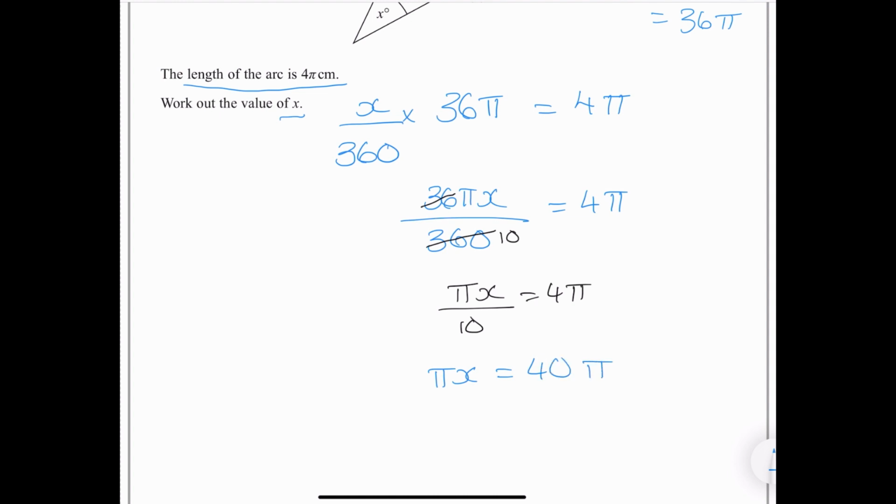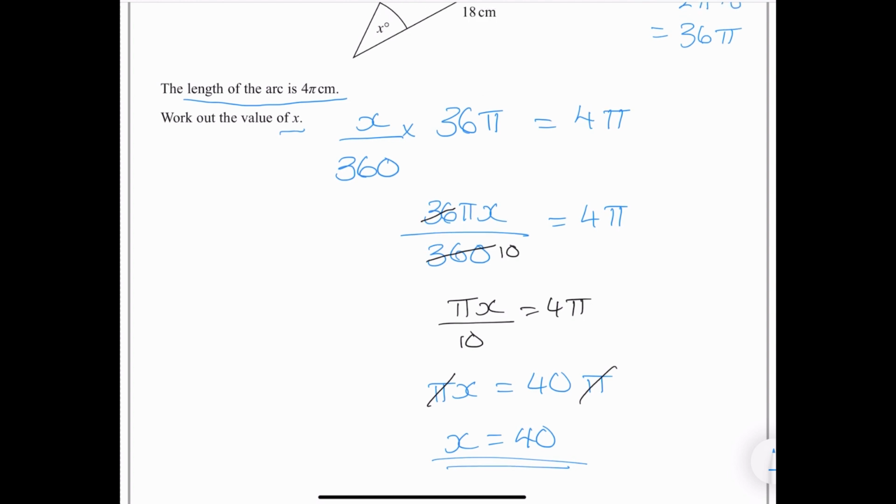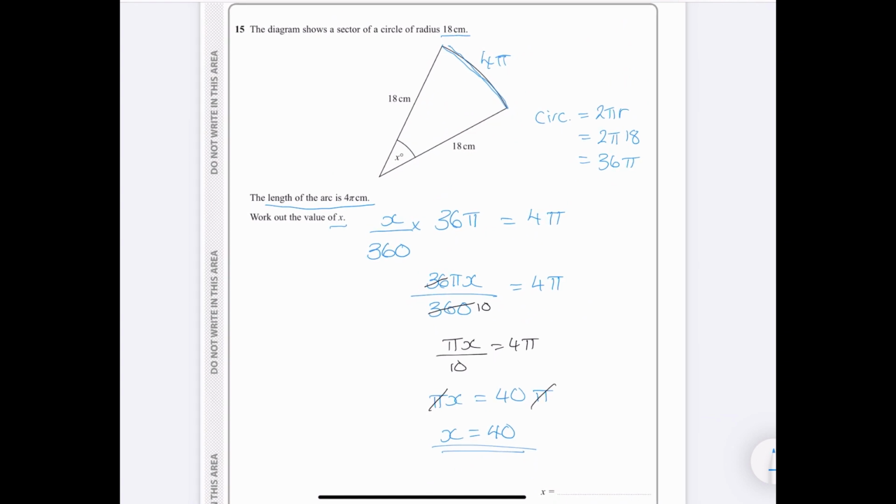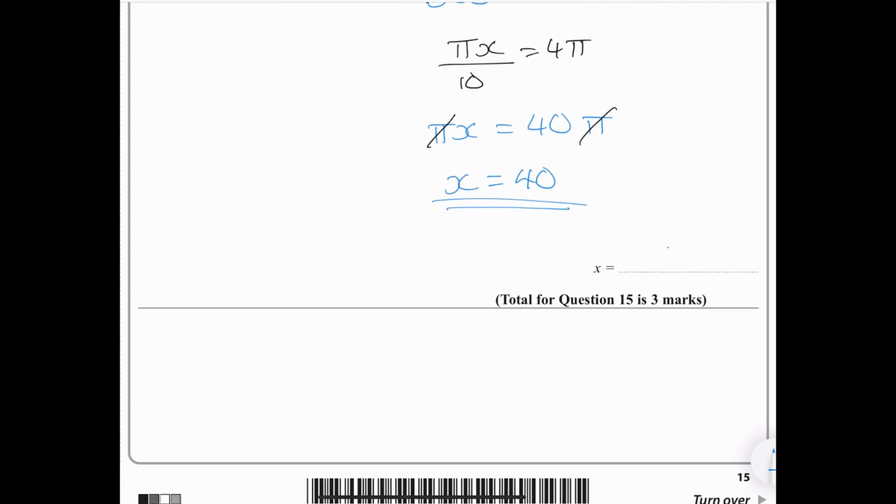Now I've got pi on both sides, so again, I can cancel it. And what am I left with? I'm left with x is 40. So that is the number of degrees of my sector. That's basically what I have in terms of the full circle. I only have 40 degrees worth of it. So that's what I'm going to put down.